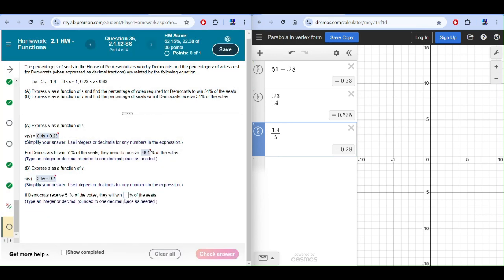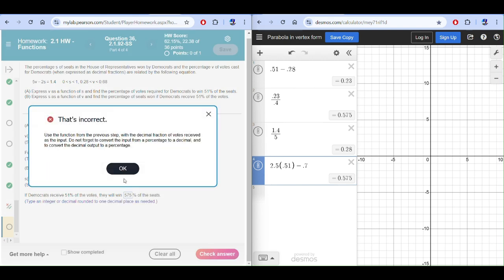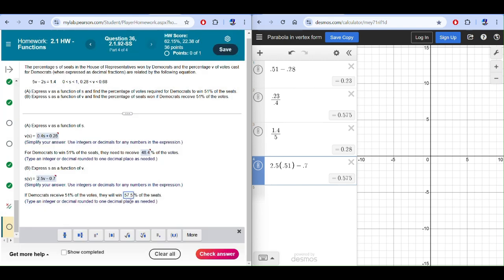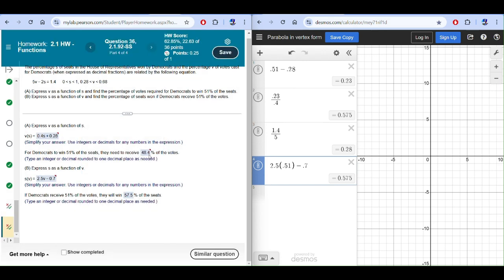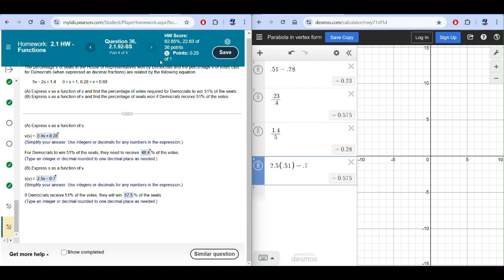I think I did the same exact thing in my head. Did that, and then this would be 2.5 times parentheses 0.51. Close that, and then minus 0.7, and that would be 0.57575. I messed up. Gotta put a decimal right there. Nice work. Got it. And that was the last question. Awesome. Cool.